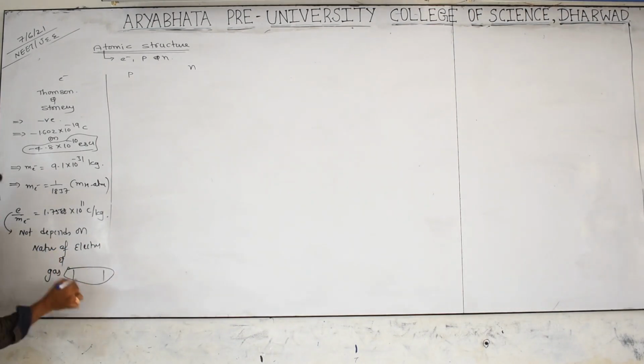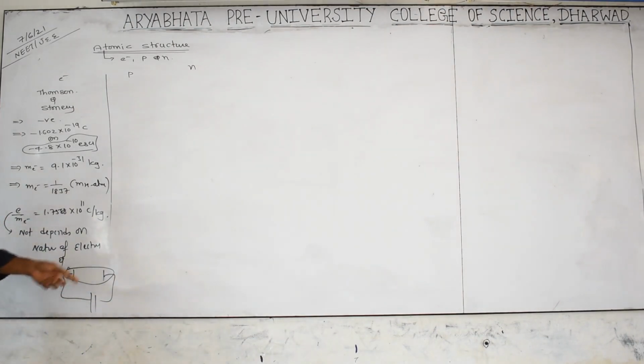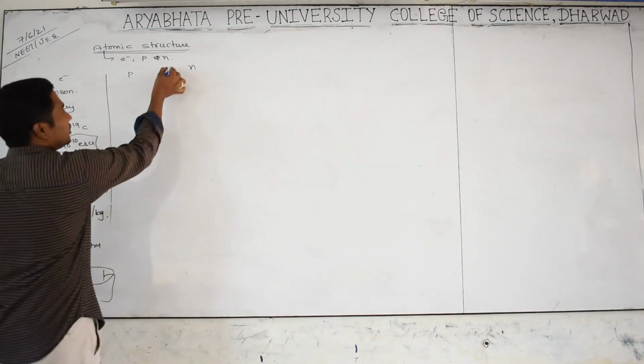I think you have an idea. A discharge tube means you are taking a cylindrical tube. Inside we take electrodes as well as gas. Whatever you take, the charge to mass ratio of the electron will be fixed. And we can go for some other things.